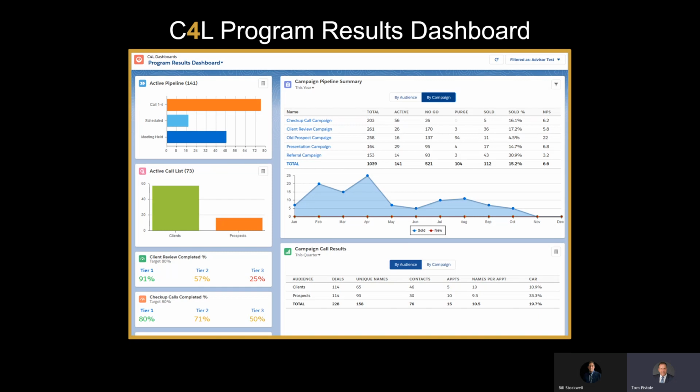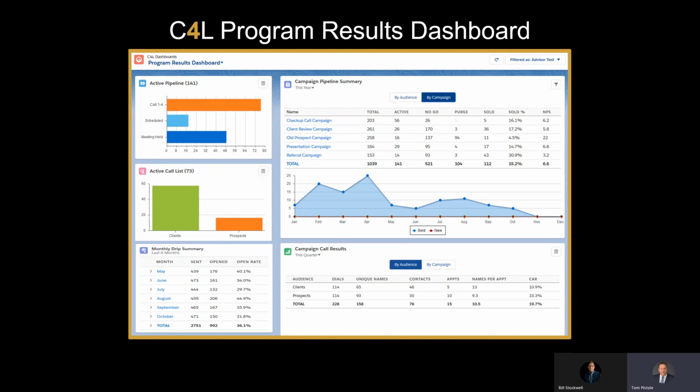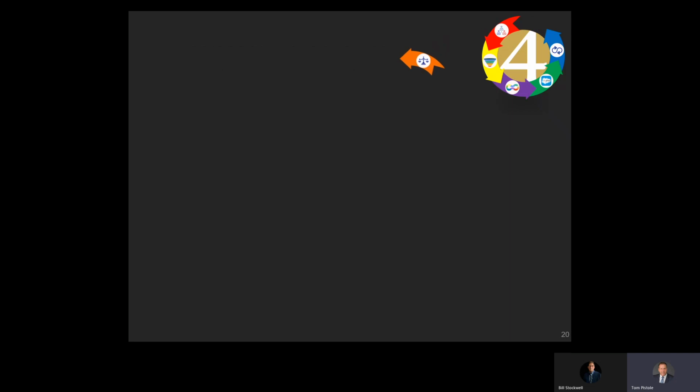And you can also see where your active pipeline is, how many names you have, and kind of where they're at in the first 4-call process. So again, really important to keep score. You can also measure your monthly drips, how many are sent versus open, and maybe begin to get some intelligence around some themes or campaigns that might be developed there.